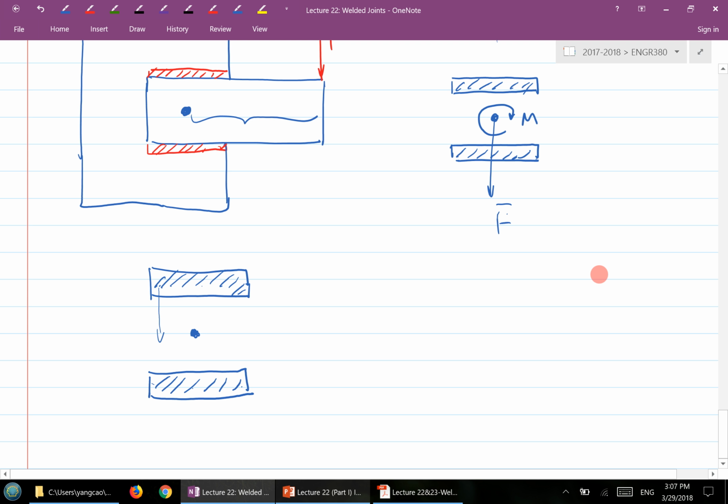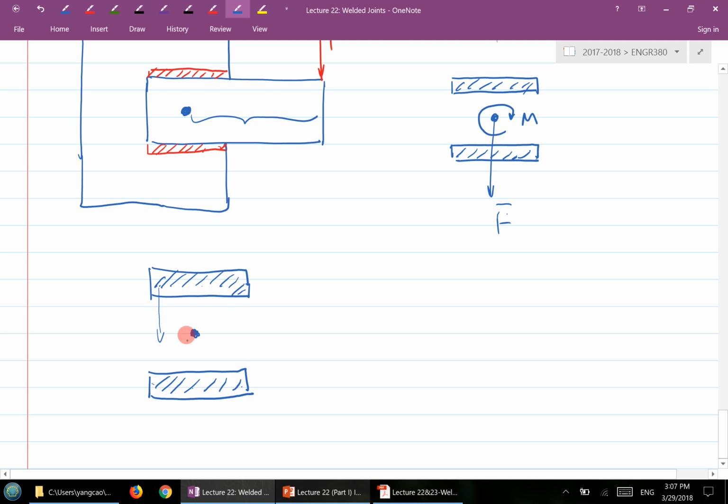Shear stress, right? Torsional shear stress. And the formula for torsional shear stress is what? T times R over J. So if you want a critical location, that critical location must have the highest value of R, right? The bigger R, the higher the shear stress.